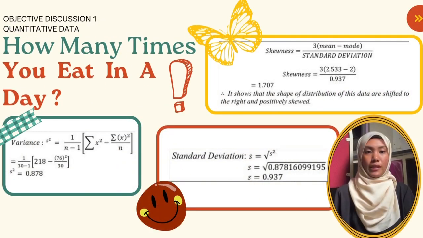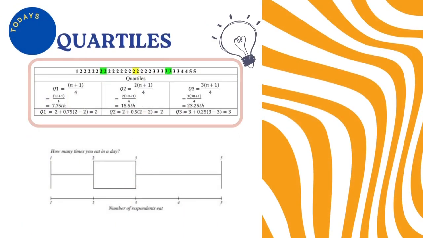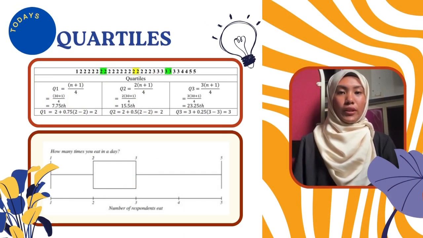Moving on to the variance, as we replace the formula with the amount, we get 0.878 as the variance and the standard deviation will be 0.937. For the skewness, it shows that the shape of the distribution of this data is shifted to the right and positively skewed because of the amount 1.707. As for the quartiles, we get Q1, Q2 and Q3 as 2, 2 and 3. Below the data will be the box and whisker plot. That's all for this part.